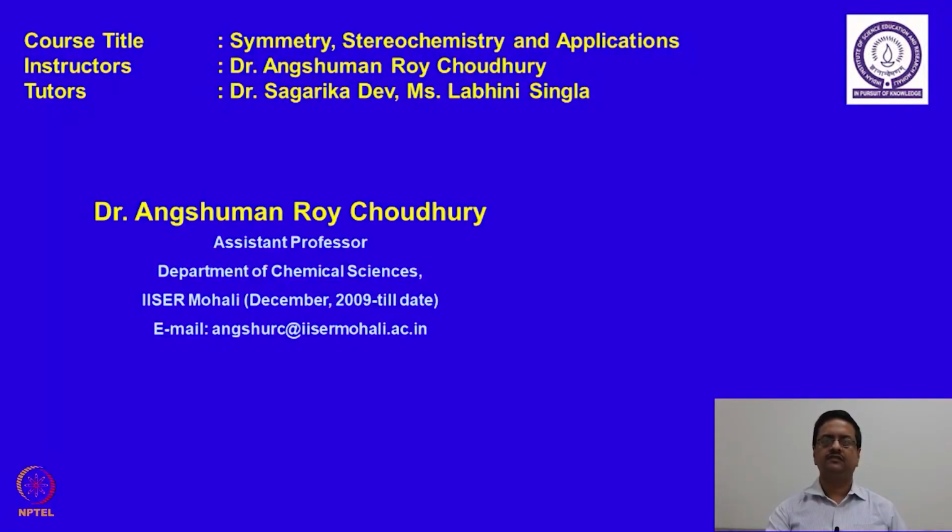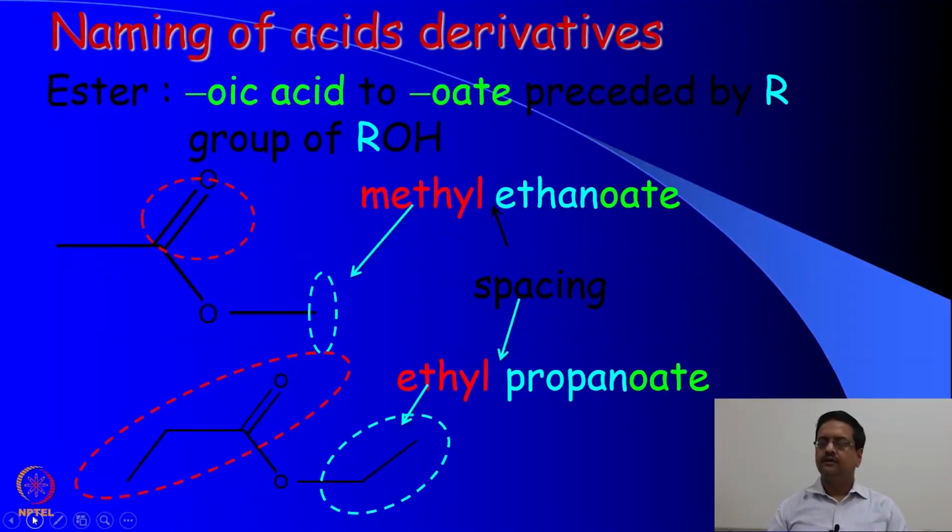Welcome back to the course on Symmetry, Stereochemistry and Applications. In this lecture, we will continue our discussion on the nomenclature of organic compounds. In the previous lecture, we were discussing the nomenclature of compounds derived from carboxylic acids. So, here we will continue that discussion.